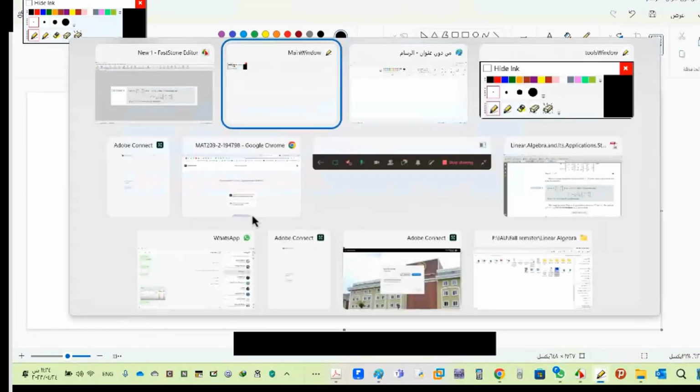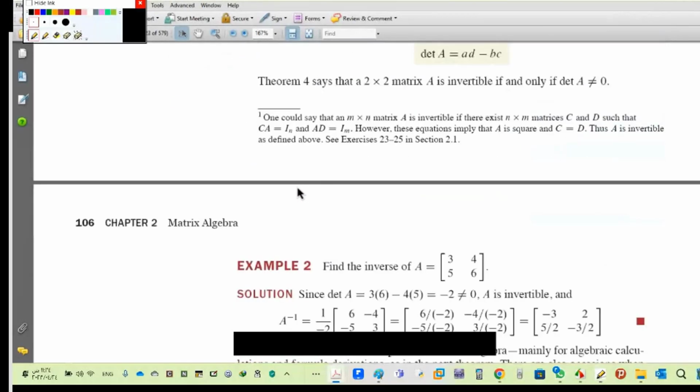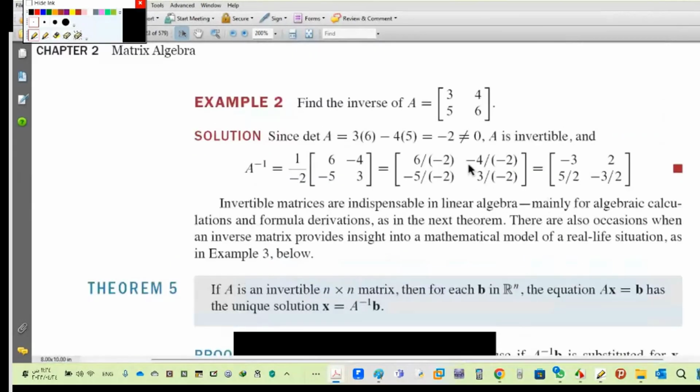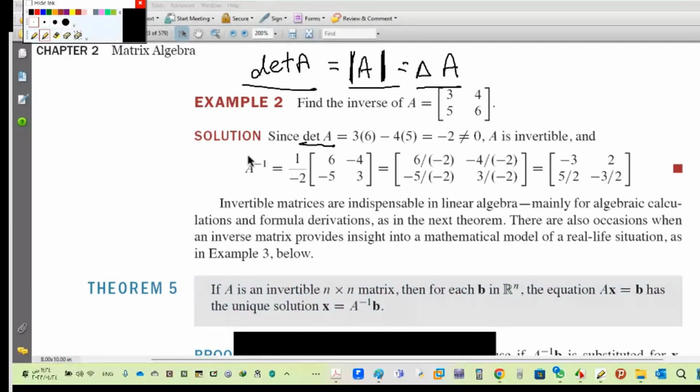You go to the book. For example, this one: find the inverse of the matrix. First of all, the determinant, as I told you. Det of A, the determinant, is this one. Or in some books, they use this one, with absolute value bars around the matrix. Or in other books, they use delta A. So you can use this, or this, or this. All of these are correct. Clear? This is the matrix. This is the determinant.